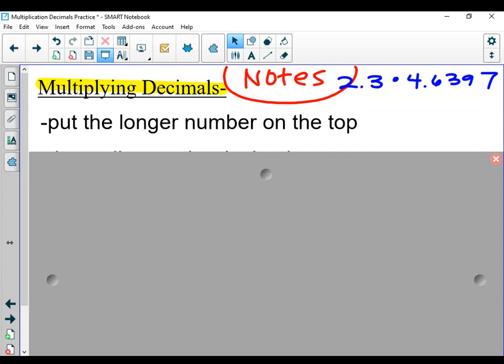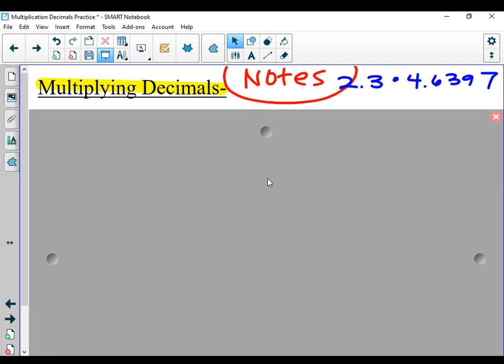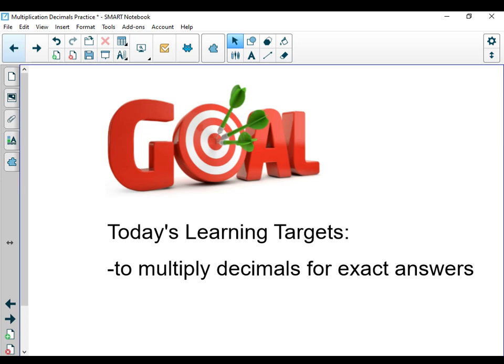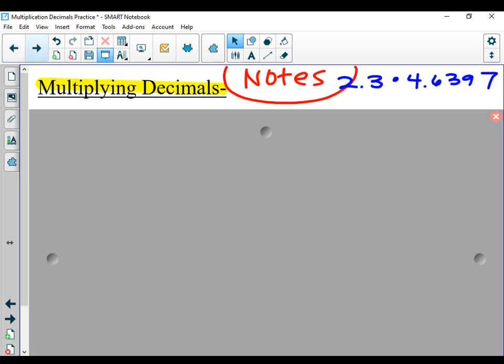We're back for more decimals. If you could please take out your gold notes. We're on page 5. Today's goal, to multiply decimals, and then I added this in for exact answers. So we were practicing estimating yesterday, and we're going to use it a little bit today, but also we want to be able to find the exact answer.